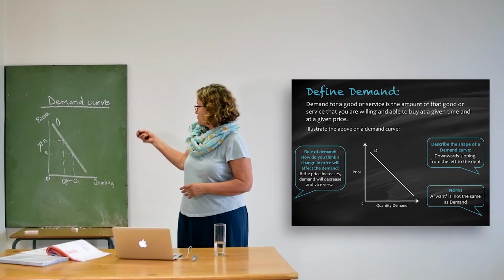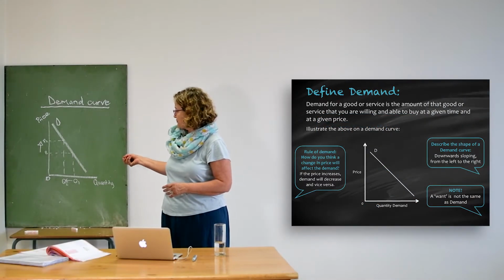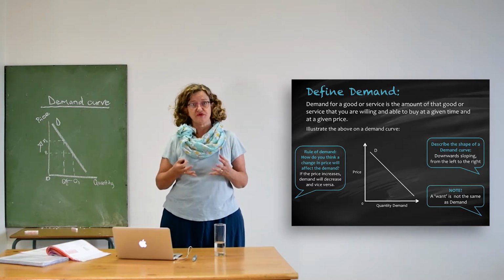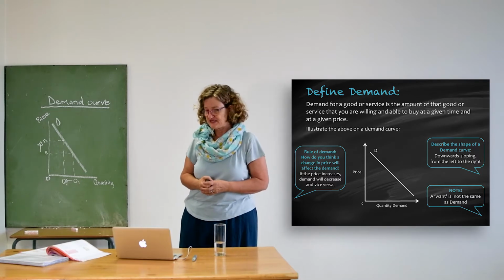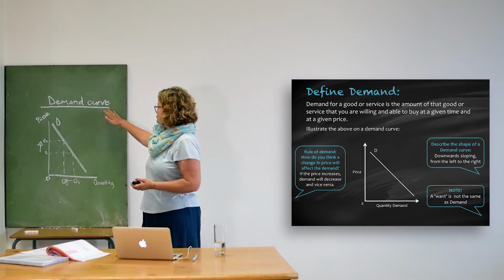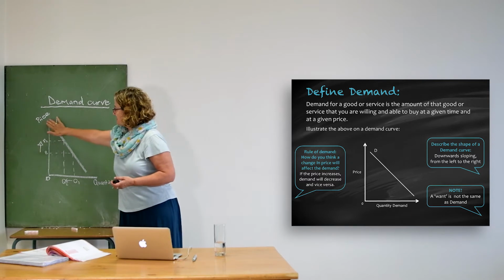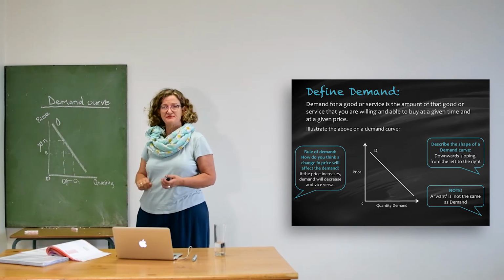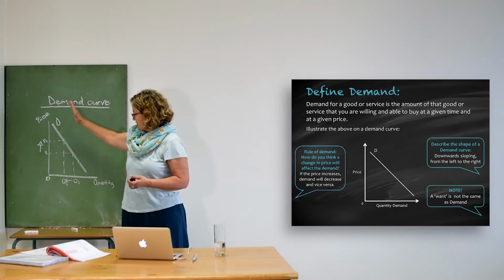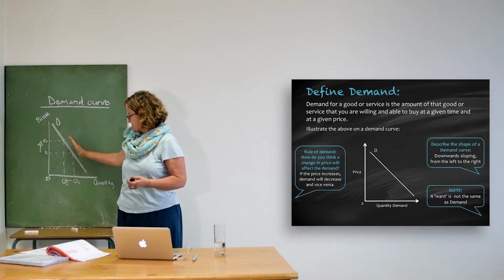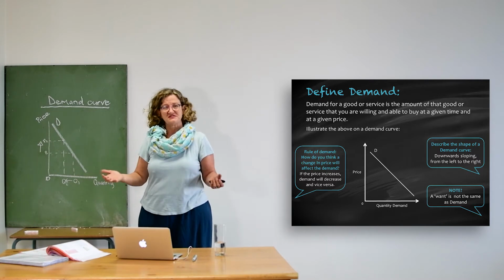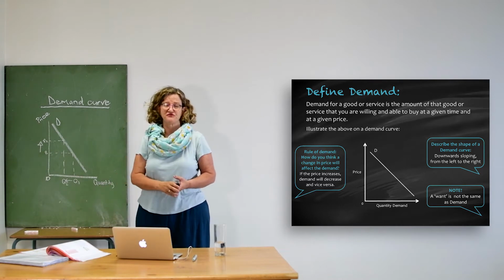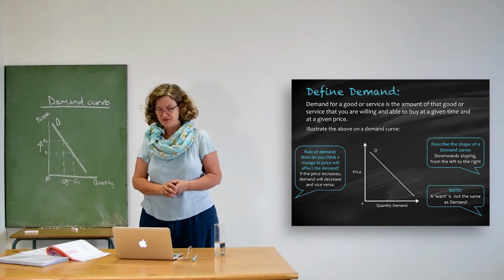Okay, so if you look at this demand curve, they will also require from you that you know how to draw this curve. And you must always remember that you have a heading, that you have price and zero and quantity demand. If they ask you what is the shape of the demand curve, it is sloping downwards from the left to the right.